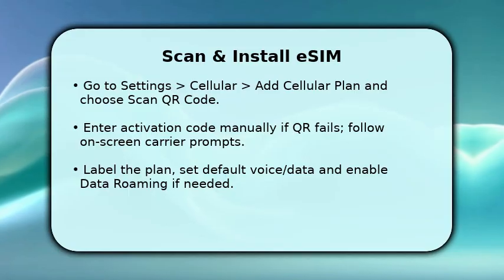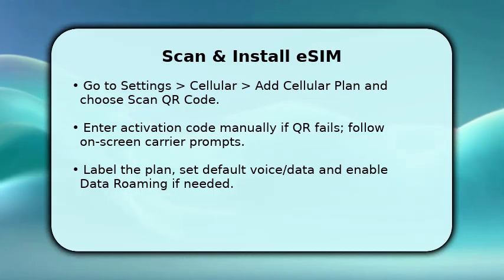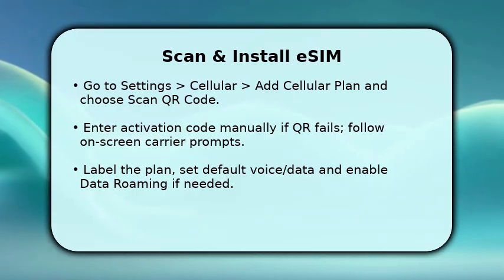Tap Add Cellular Plan and point your camera at the QR code. If scanning fails, choose Enter Details manually and type the activation code exactly. When the carrier profile appears, read and accept any terms, then assign a label like Airtel eSIM.